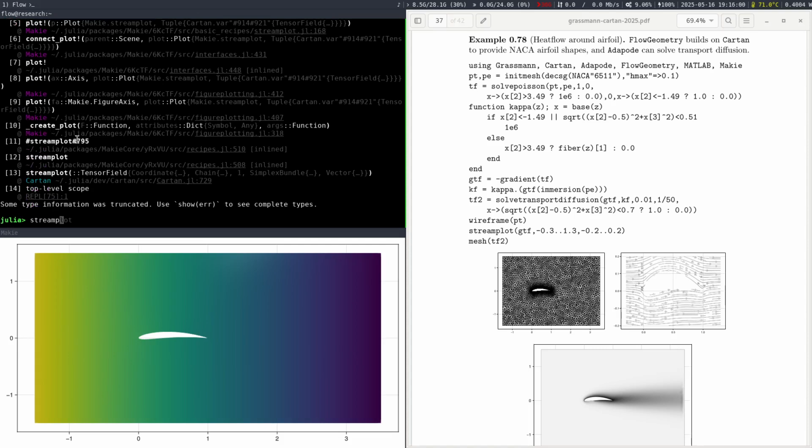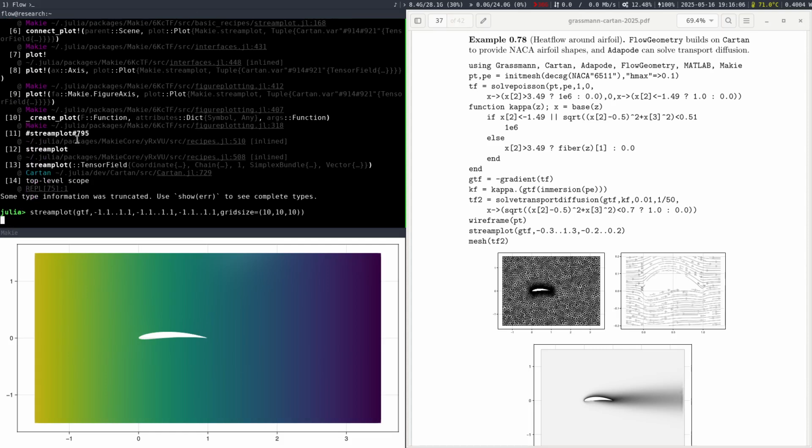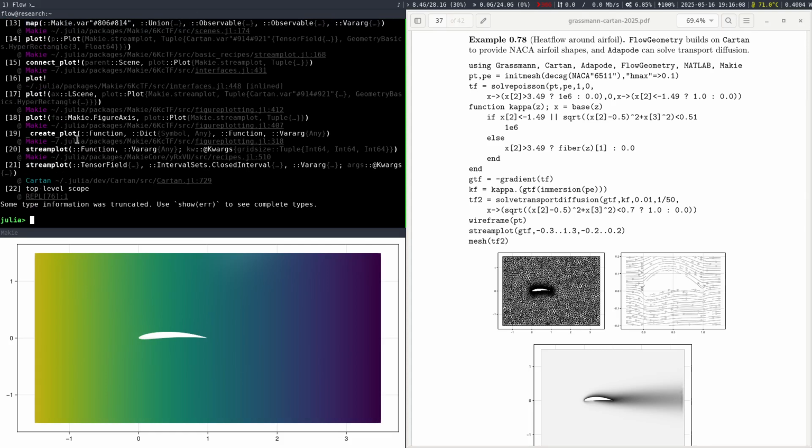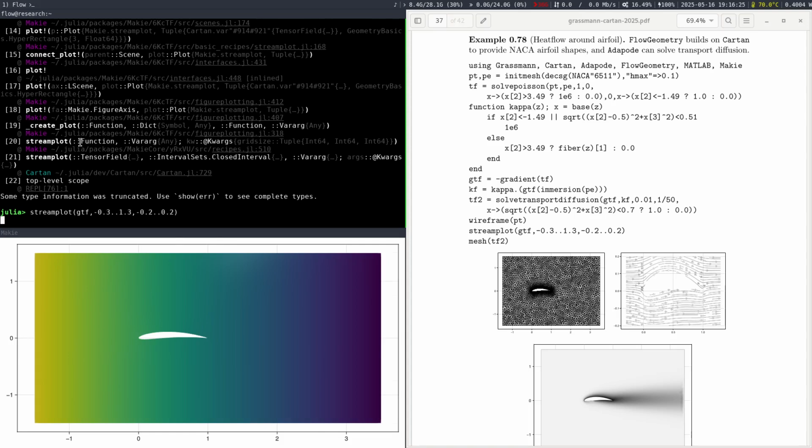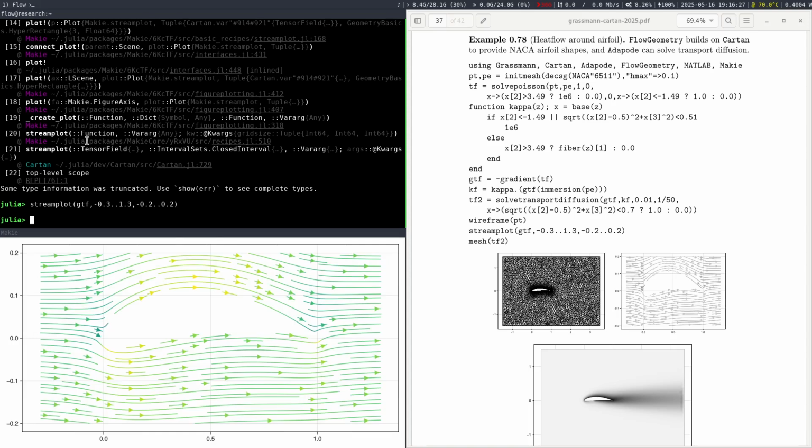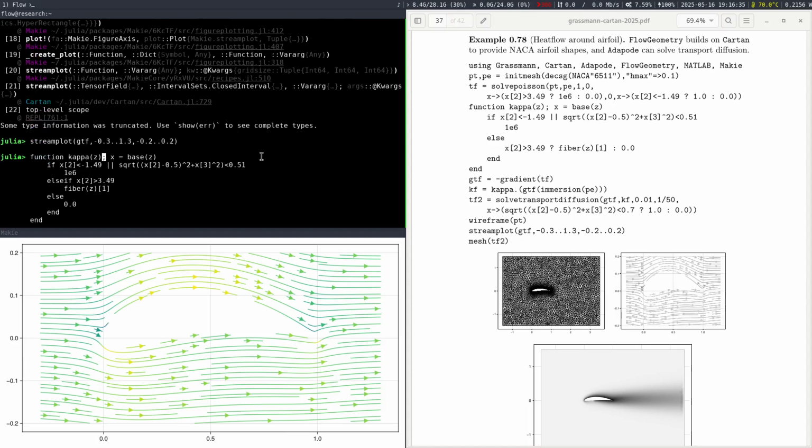Oh no, this is the example they gave. Stream.gtf negative 0.3 dot dot 1.3 negative 0.2 dot dot 0.2. That was okay. There we go. So that's the command for the stream plot. All right, let's define the function for kappa of z. Okay, so we're just gonna recall that.